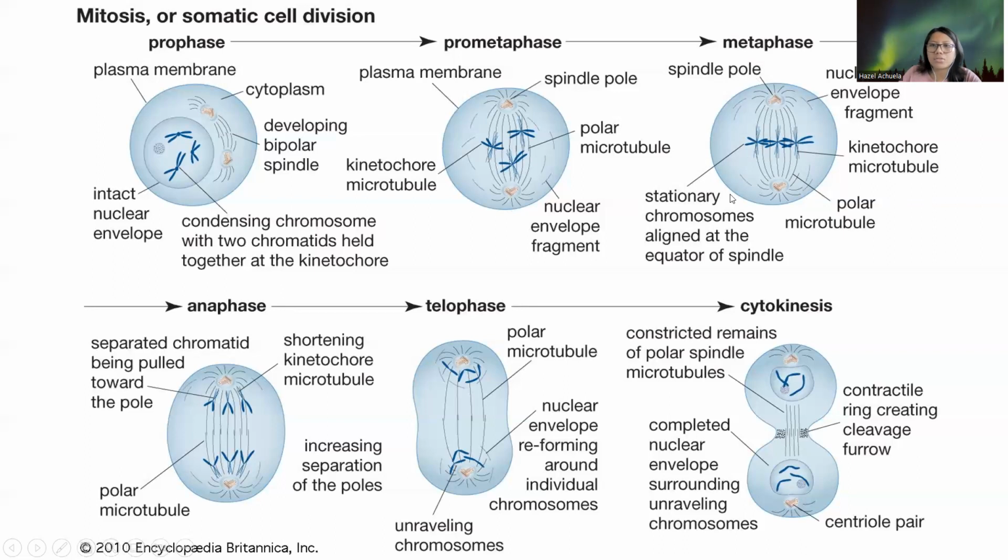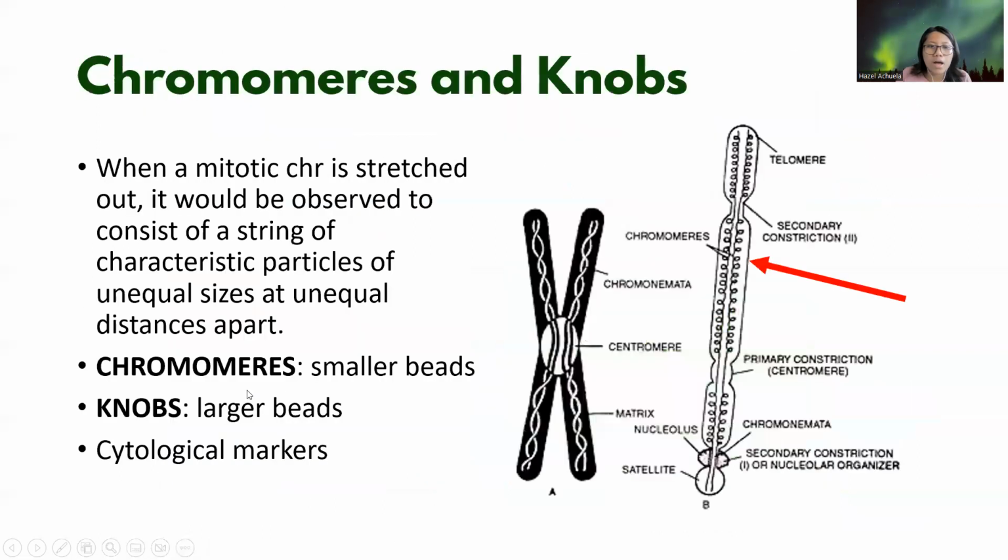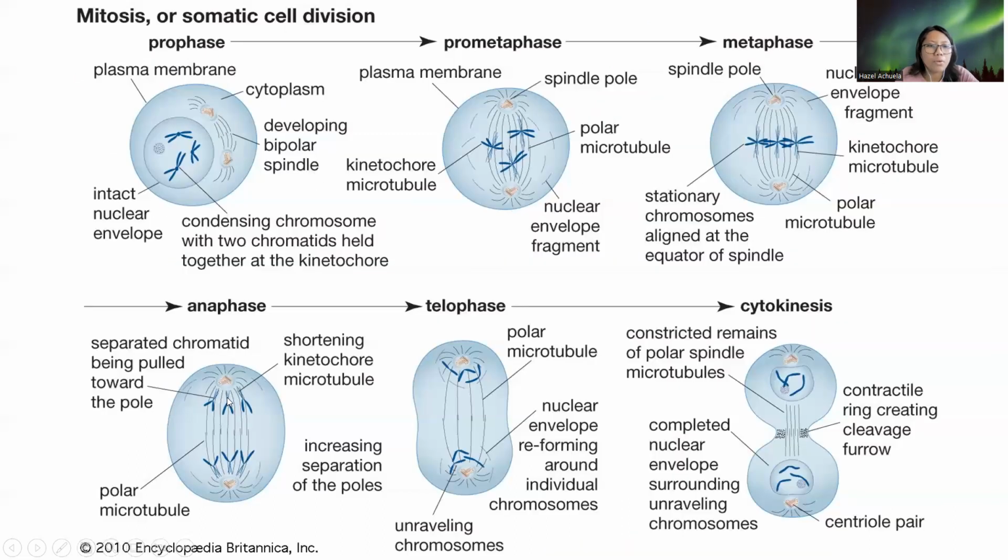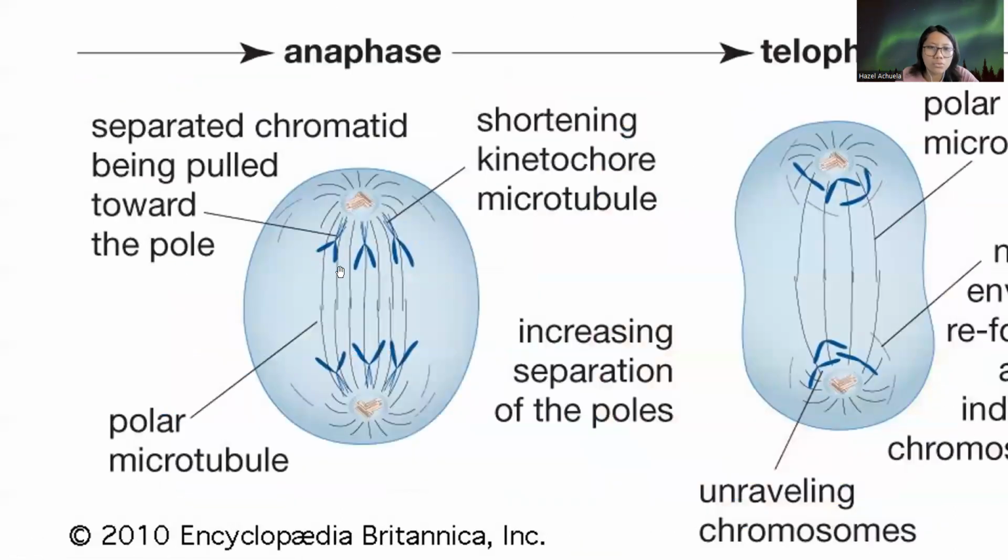And then at anaphase, once alignment has already happened at metaphase, unti-unting mapu-pull. So, okay, yung chromatids ng ating chromosome, this one, will be pulled towards opposite poles, papunta dito. And with that, nasa-separate na yung chromatids.